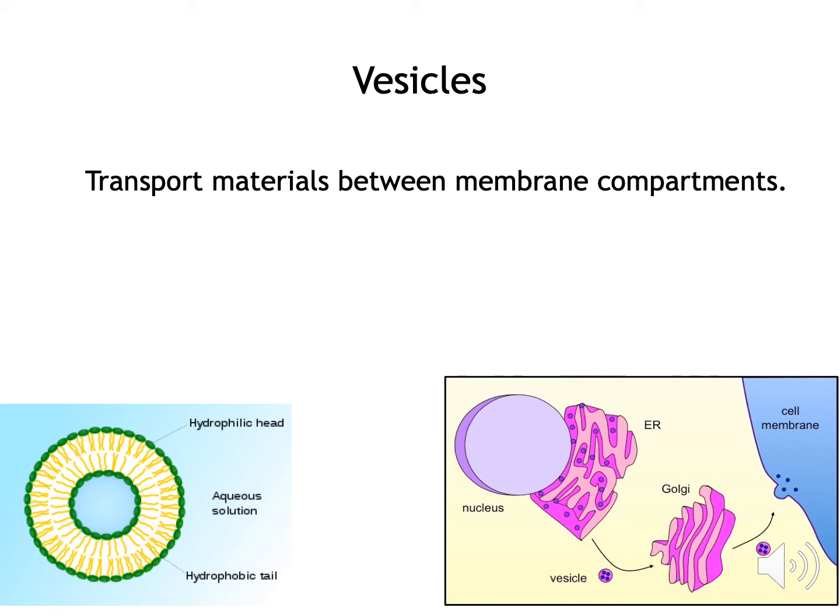Vesicles transport materials such as proteins between membranous compartments. The diagram on the right hand side shows this clearly. We see that the vesicle has firstly taken the material from the endoplasmic reticulum and transported it to another membrane compartment known as the Golgi Apparatus. Another vesicle has taken materials from the Golgi Apparatus and transported them to the plasma membrane to be released from the cell. Vesicles, as you can see from the left-hand side image, have a bilayer of phospholipids, which shows you that they are intracellular membrane structures. They're made of membrane.